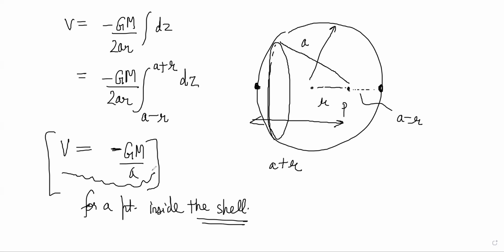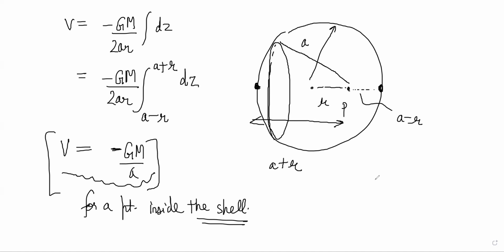Whereas if it were outside the spherical shell, it was variable and it was dependent on minus GM by r, as if the whole shell was a single point at the center. So inside and outside formulas we are getting, and that is the derivation.